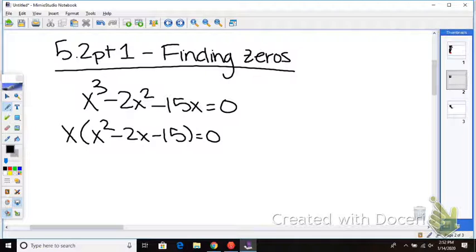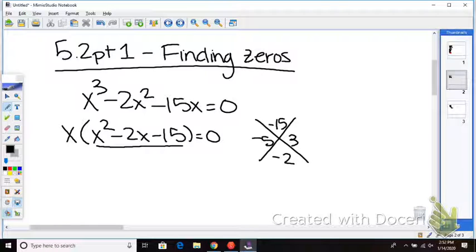Am I able to factor this using the shortcut? Yes. Why? Because the first x, because the a term is 1. As long as the a term is 1, you can use the shortcut. So I'm looking for 2 numbers that multiply to give me -15, but add to give me -2. What are they? -5 and 3. Very good. -5 and 3.